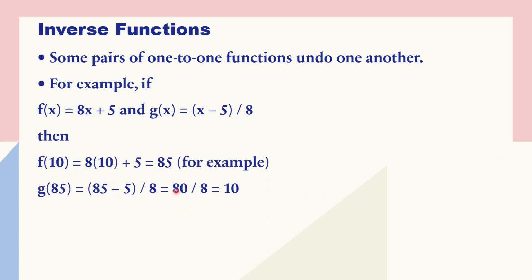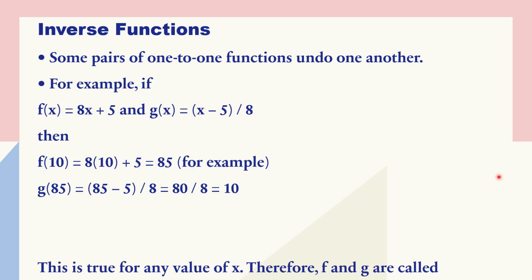So then if we substitute x is equal to 10 in the function f, we get f of 10 is equal to 85, right? This is the output when we give input equals to 10 in the function f. And if we take this output 85 as input for the function g, we get output as 10. So it is clearly showing that both the functions undo one another, or they are the reverse of one another.